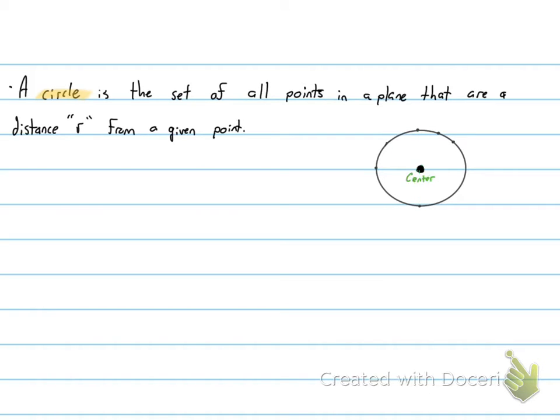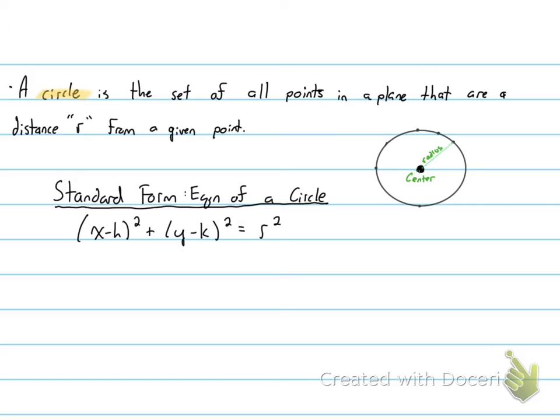Specifically, we call that point in the middle the center of our circle, and we call that line r our radius. The standard form of an equation of a circle is (x - h)² + (y - k)² = r². And the key features here are that our center is the coordinate (h, k), and our radius is denoted by that letter r. So as long as we know the center and the radius of a circle, we can graph it and we can make an equation for it.